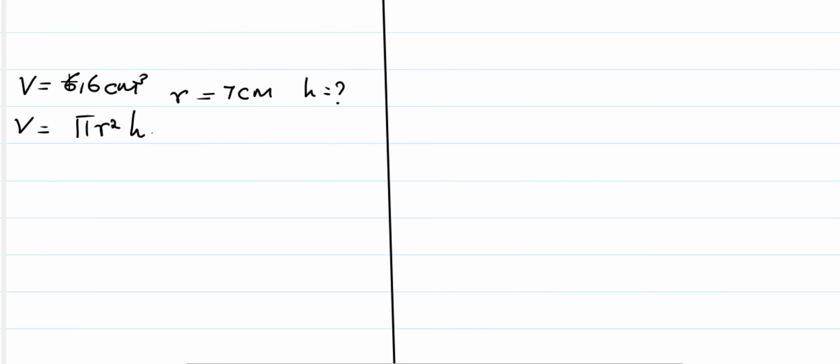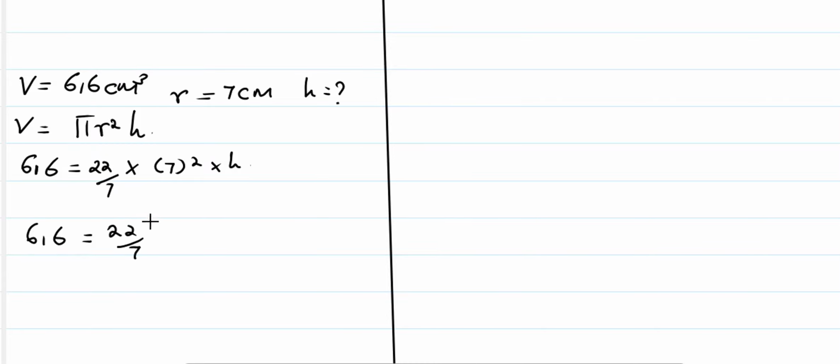But in this case, we have the volume itself, which is 616, equal to pi, and in this case I can say pi is 22/7, then multiplied by r squared, so it will be 7 squared, then multiplied by height, like that. So from there, I can say 616 is equal to 22/7 multiplied by this 7 squared. Now I can open the brackets and say it's just the same as saying 7 multiplied by 7, then again multiplied by the height, like that.